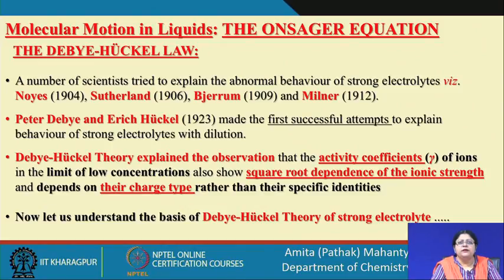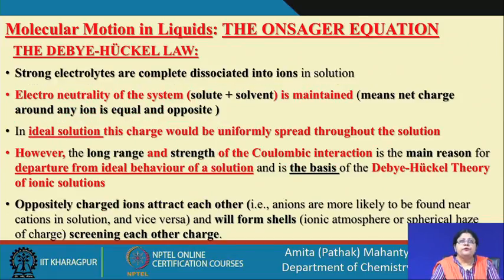So, let us now understand what the Debye-Huckel theory for a strong electrolyte was supposed to be. For a strong electrolyte, as we have all discussed before, the ions are supposed to be completely dissociated in solution, and the solution itself, composed of the solute and the solvent, is supposed to have electroneutrality. There is not going to be a net positive or negative charge. The solution is maintained electrically neutral.